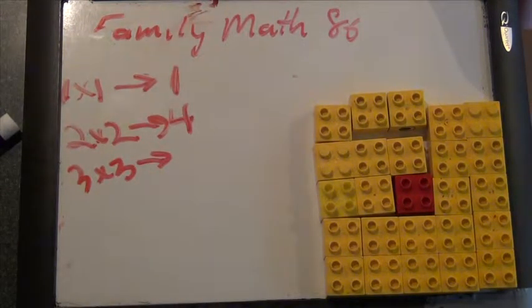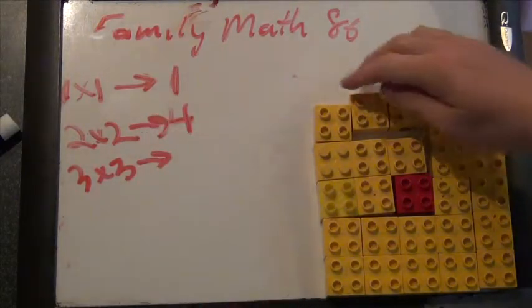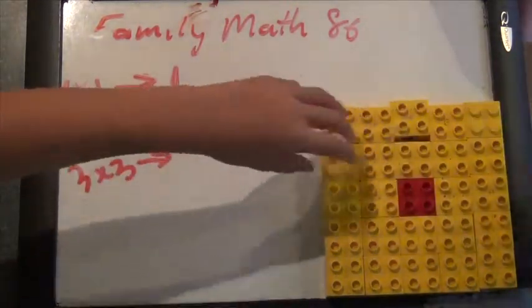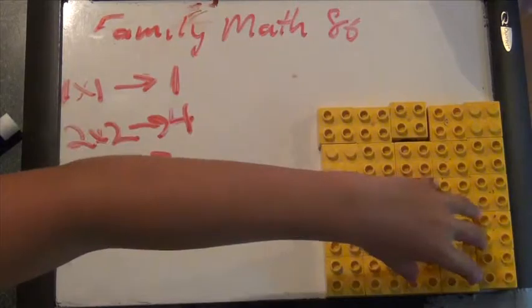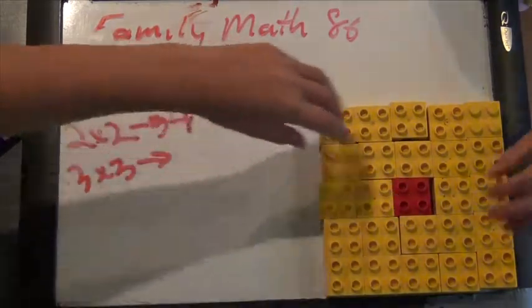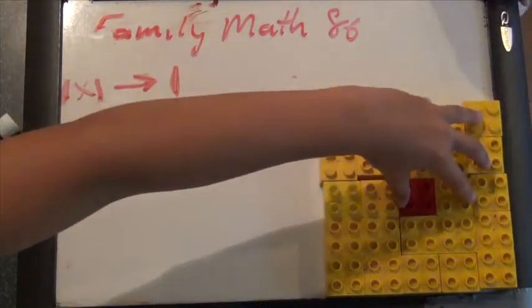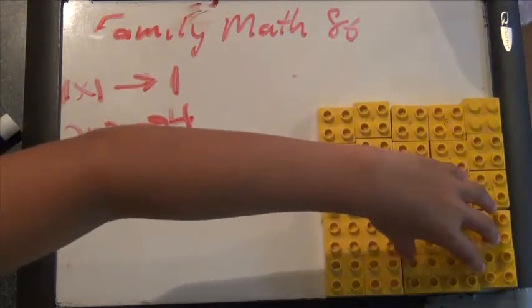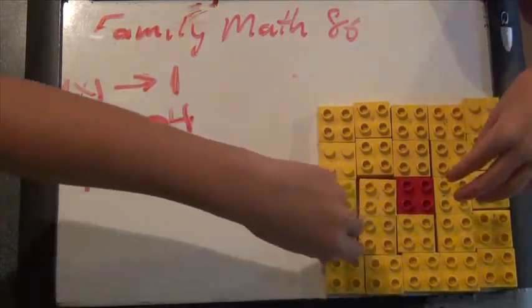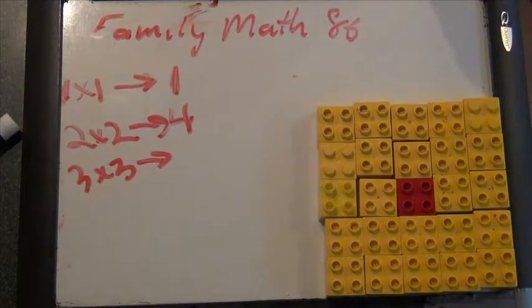Oh, how interesting. And I see a little pattern. 1, 4, maybe 9. Let's see if we can count the 3 by 3s. Now we're going to have to be careful. There's 4 around the edges. 1. This one. This one. This one. I mean that one. Okay, well, there's one in the middle.